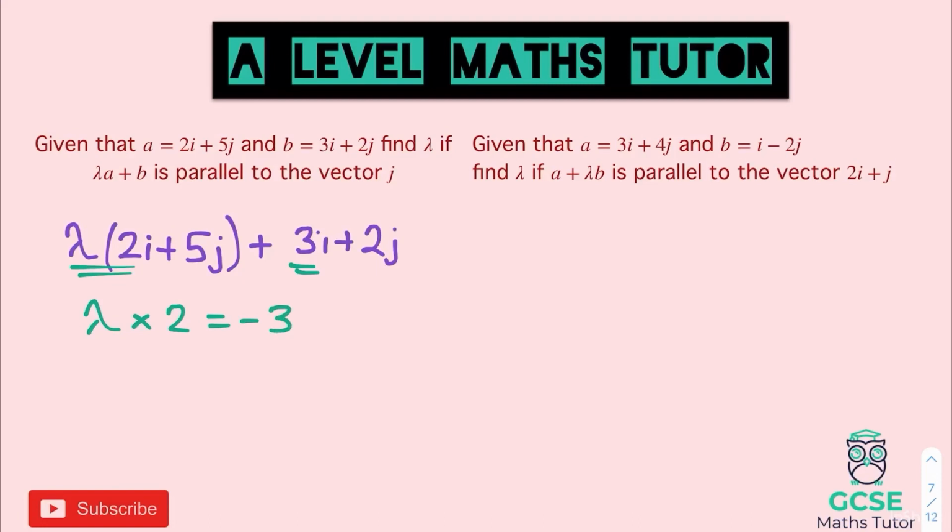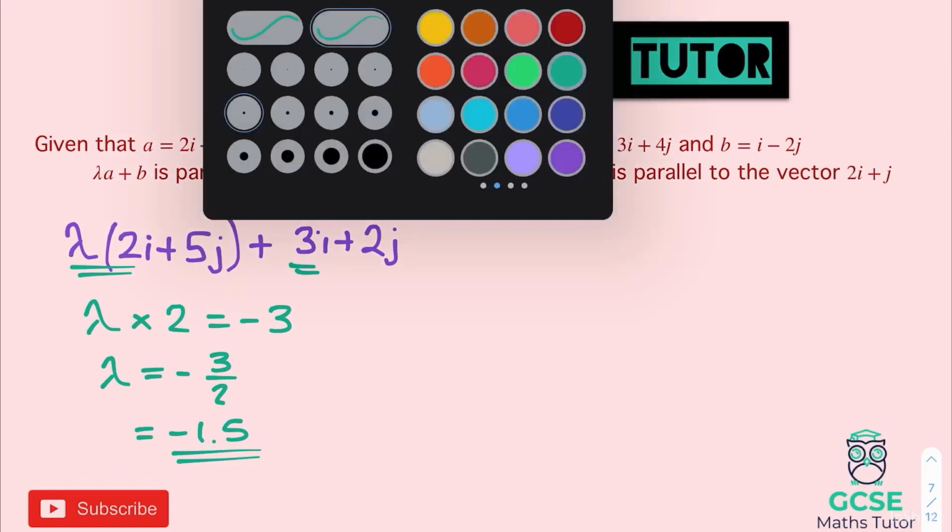So we can solve this as an equation. We divide both sides by 2, and we get lambda is equal to negative 3 over 2, or as a decimal, negative 1.5. And there we go, there's our final answer for that first one. That's going to ensure that those i's are eliminated and we're just left with a coefficient of j. Moving on to the second one.